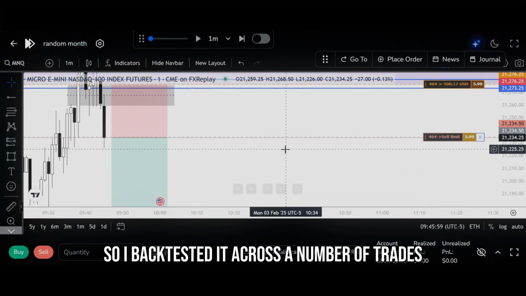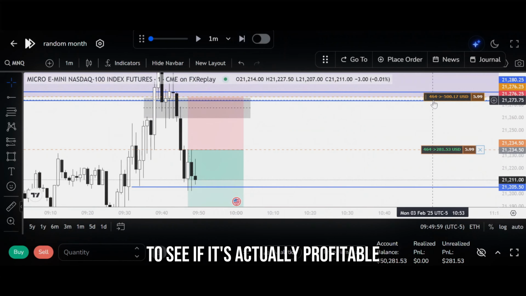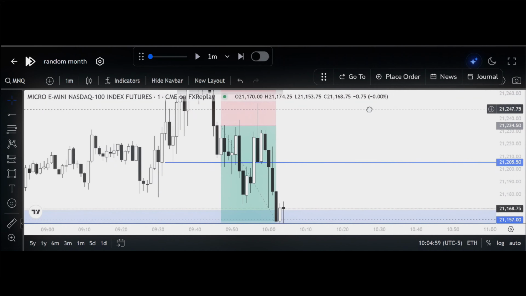Everyone says this setup works on NQ, so I backtested it across a number of trades to see if it's actually profitable. And let's just say it did not go as I expected.